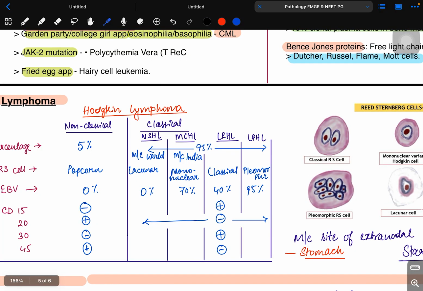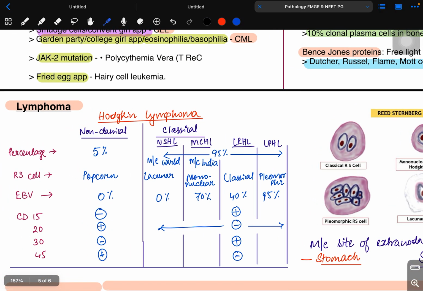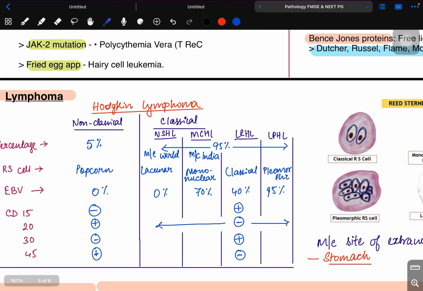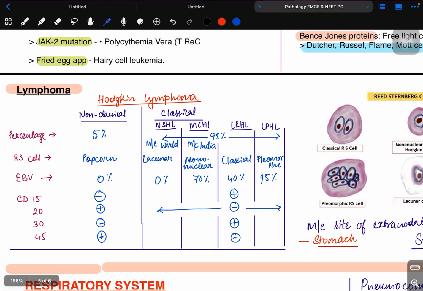Next, coming to lymphoma. Hodgkin's lymphoma can be of the non-classical and classical variety. The classical variety is again divided into these 4 types. Here you can find the percentages, the Reed-Sternberg cells, and what the shape of the Reed-Sternberg cells is.